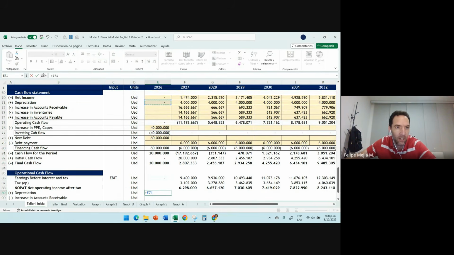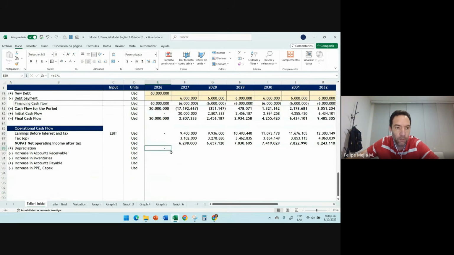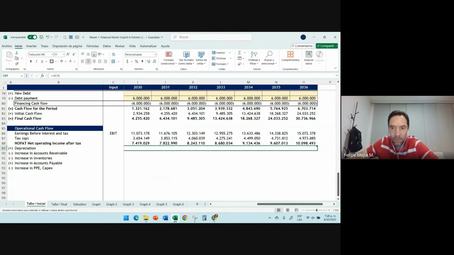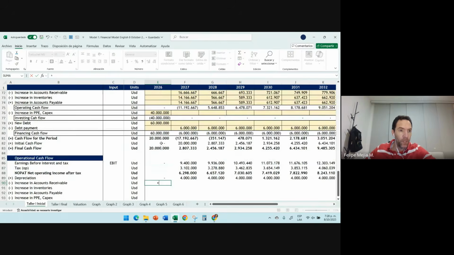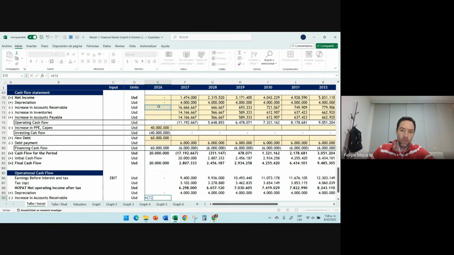I don't do that. I break them into two different cash flows, but it doesn't mean that they're wrong. It's just that it is more difficult to do. That's the main difference. So let us take here the difference in working capital. So increase in account receivables.